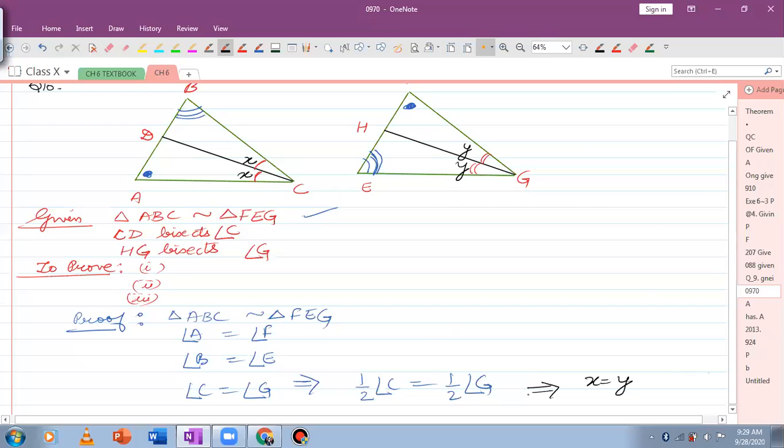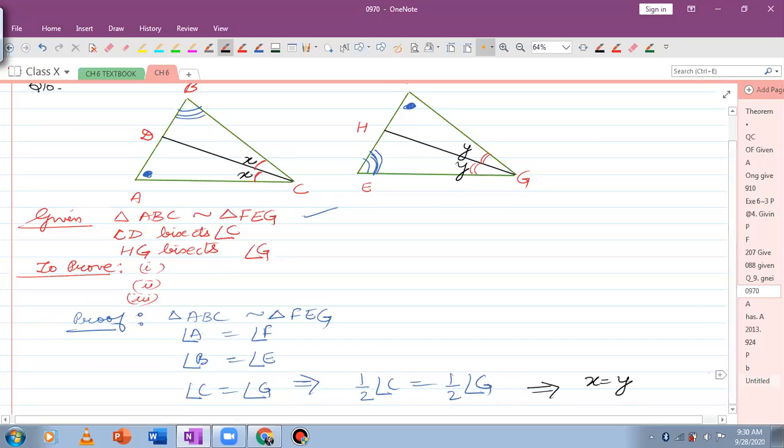And it's not necessary to write down that CD is bisecting angle C, so we are representing the halves as X, and HG is bisecting angle G, that's why we are taking the halves as Y. You just mark it in the figure and that will be fine.